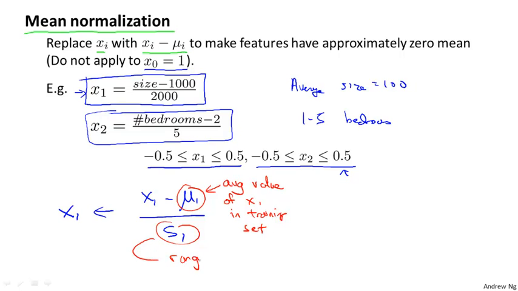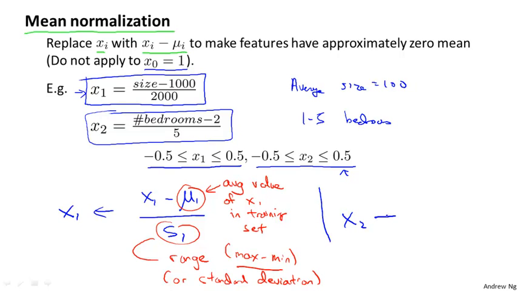And by range, I mean the maximum value minus the minimum value. Or for those of you that know what the standard deviation of a variable is, setting s1 to be the standard deviation of the variable would be fine too. But taking this max minus min would be fine. And similarly, for the second feature, x2, you replace x2 by subtracting the mean of the feature and dividing by the range of values, meaning the max minus min. This sort of formula will get your features, maybe not exactly, but roughly into these sorts of ranges.